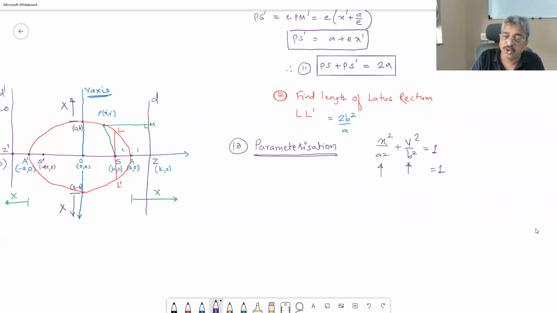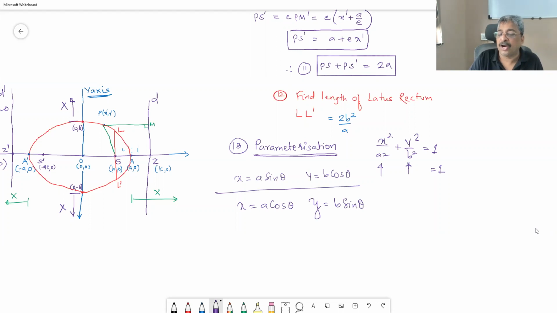Therefore, we have again two choices. I can call x is equal to a sine theta and y is equal to b cos theta. And another choice is I can call x is equal to a cos theta, y is equal to b sine theta. So which one would we adopt? I mean, which one we should adopt?